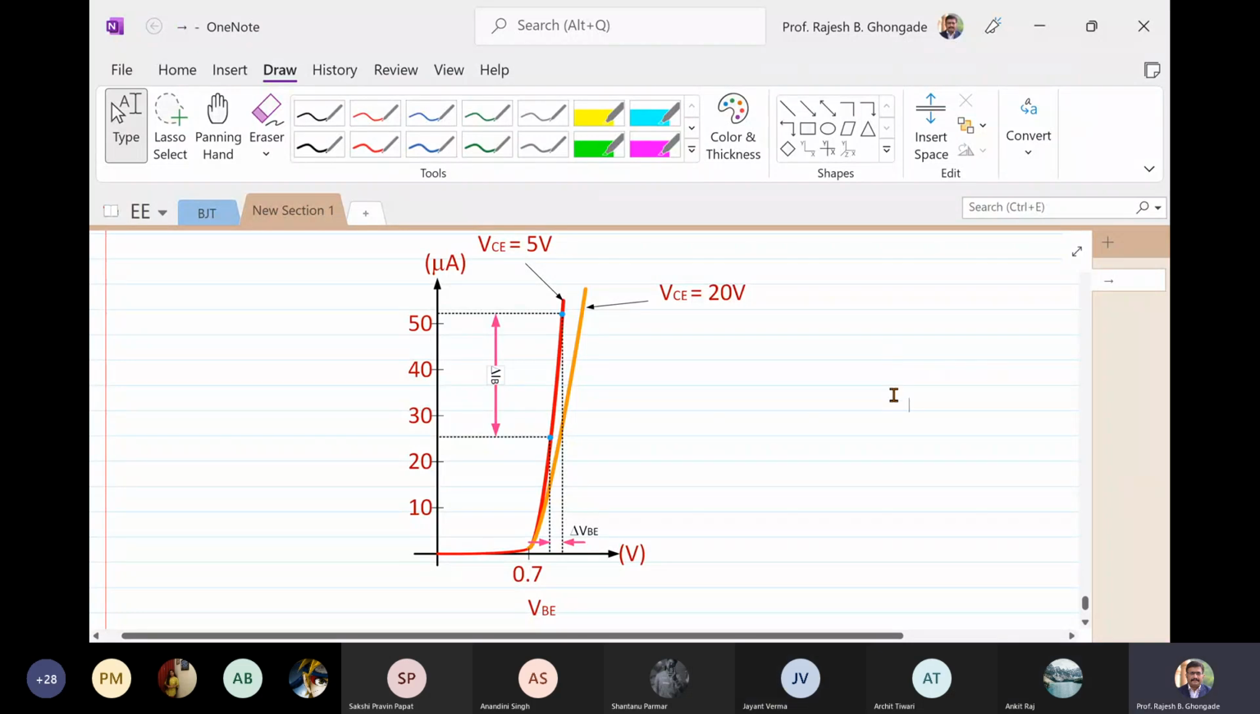Okay, so these are the input characteristics for common emitter configuration. As you can see, this is your IB on the y-axis, and on the x-axis you have VBE. One peculiar thing that we see over here is that it resembles exactly the characteristics of a PN junction diode, isn't it? Yes or no?